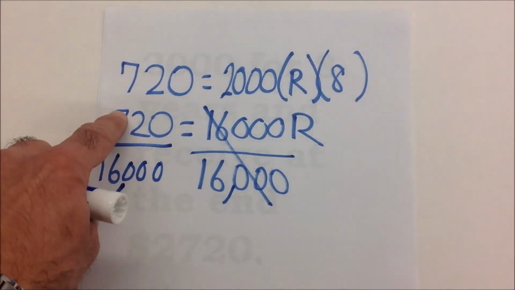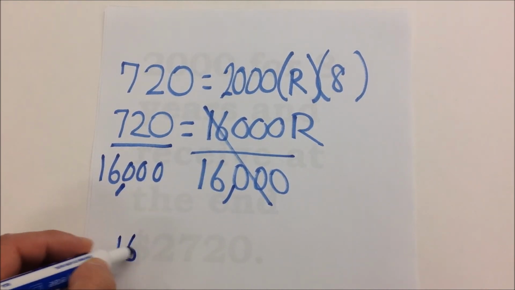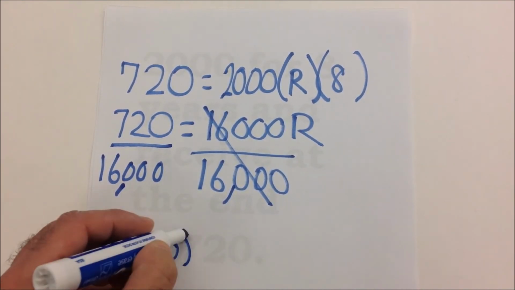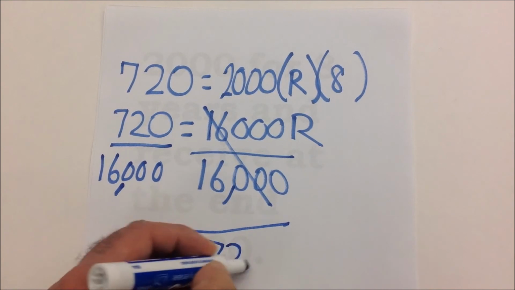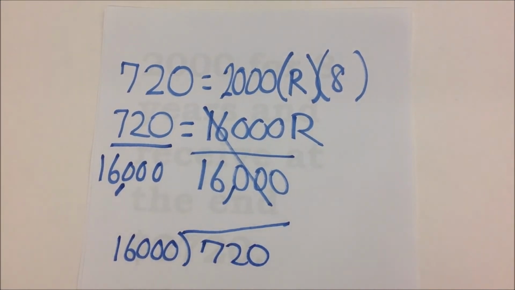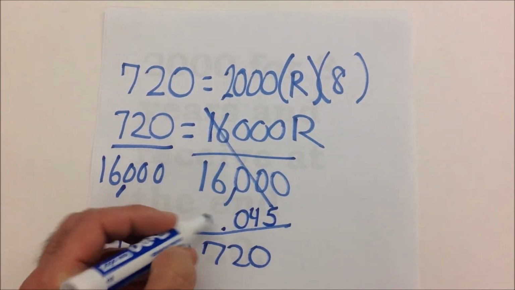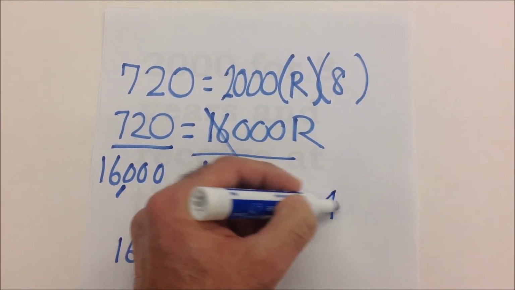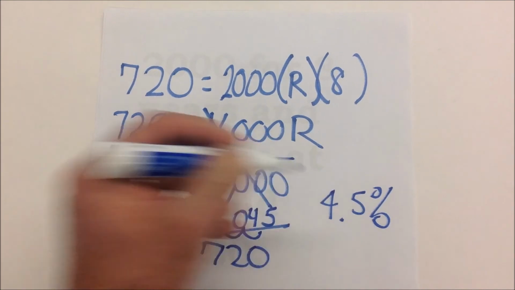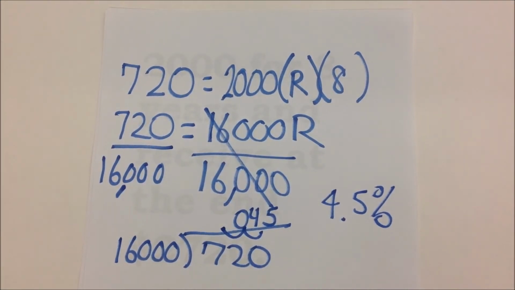And remember, the top number is always in the box. So it's 720 divided by 16,000. And when you divide that out, you'll get 0.045. Remember to move it twice, and you'll get 4.5%. Okay, great job.